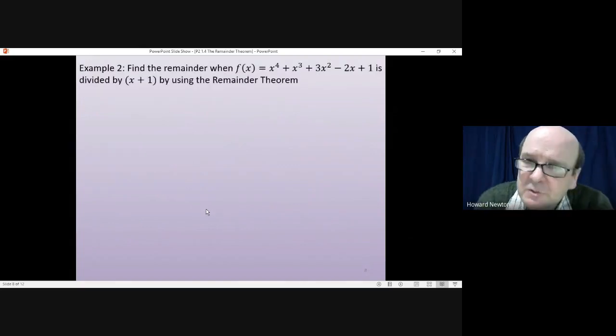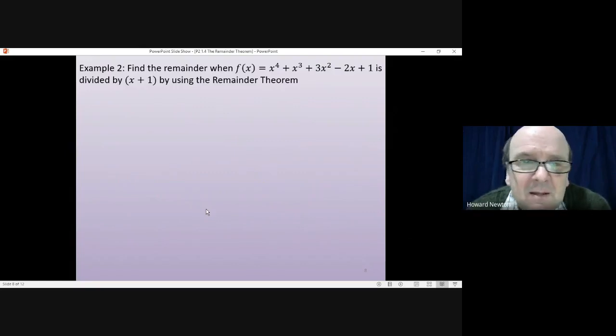Okay, example 2, same idea. This time we're only going to use the remainder theorem. We're not going to divide by the factor. So find the remainder when the quartic equation given there is divided by x plus 1.